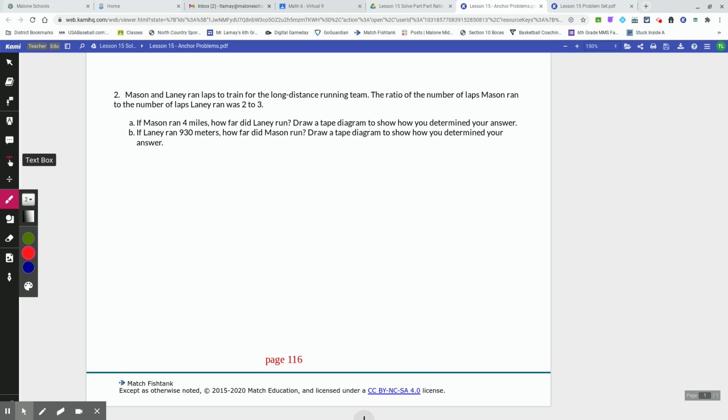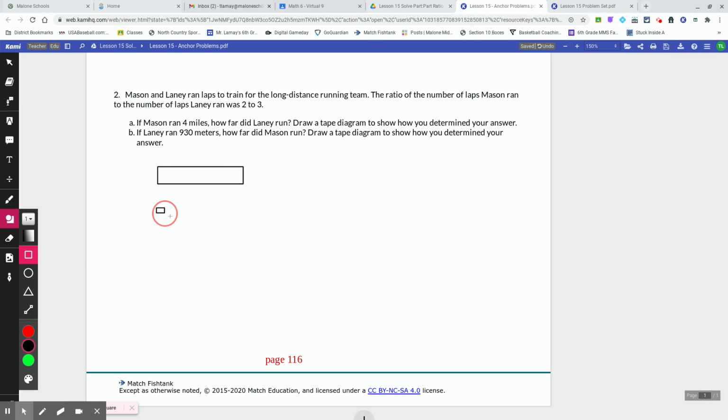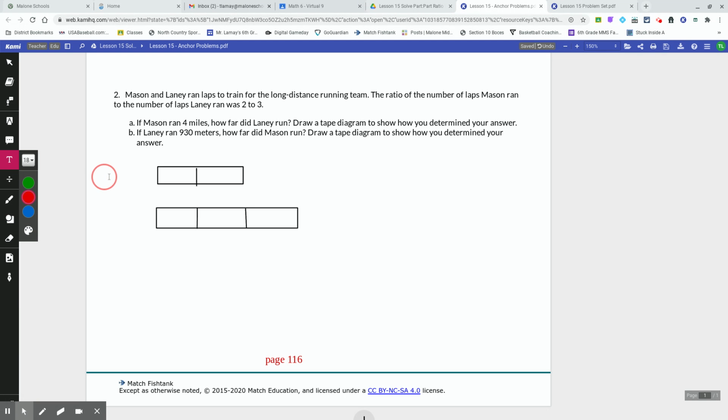Draw a tape diagram. So once again, I'm going to put a couple rectangles in here to make it look like tape. One is going to be 2, and the other one's going to be 3, so I'm going to make it a little bit longer. And I'll put in some lines in here. So this will be 2, so I can split this in half. This one's going to be 3. And one is Mason. I need to label them. The other one is Laney.